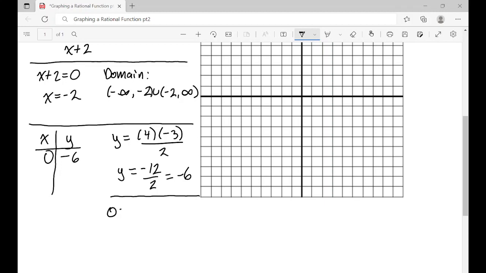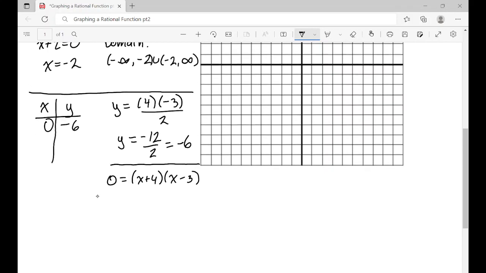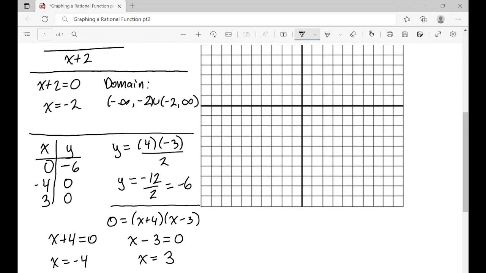And the nice thing here is when y is equal to 0, you only need to focus on the numerator. The denominator does not matter. So I'm going to have x plus 4 and x minus 3. I'm going to set each one of these individually equal to 0. So x plus 4 equals 0 and x minus 3 equals 0. And solve. So x is going to be negative 4 and x is going to equal positive 3. So I actually have two x-intercepts, negative 4 and positive 3. So I'm going to graph these three just to get them out of the way.